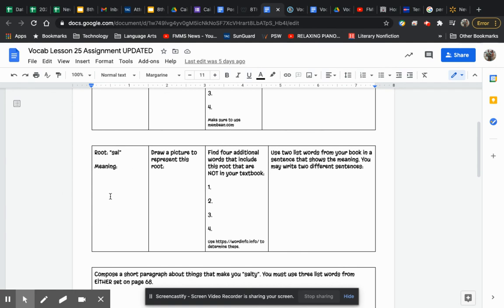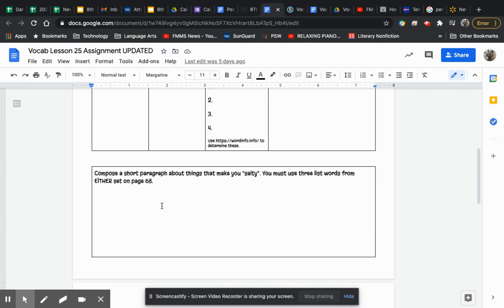Same thing with sal. You're going to say what it means with a picture, four additional words. And this one has used word info. And then two words from your list, those four that we just had, in two sentences. Again, don't just say, "I like salami." Say why you like it.